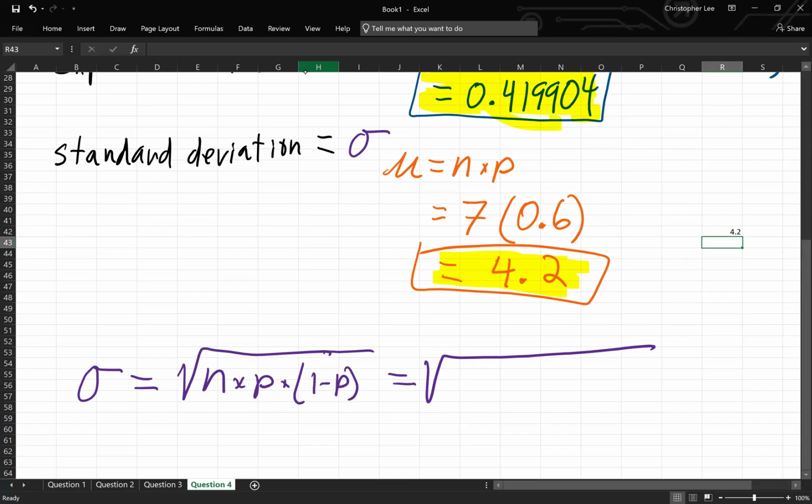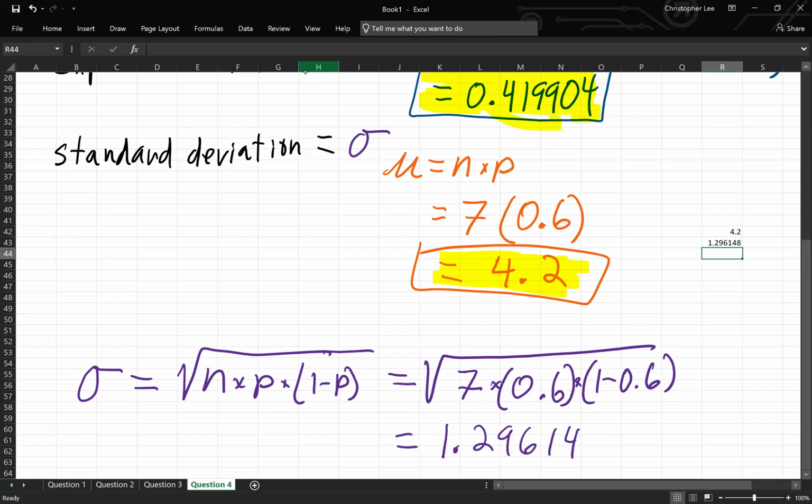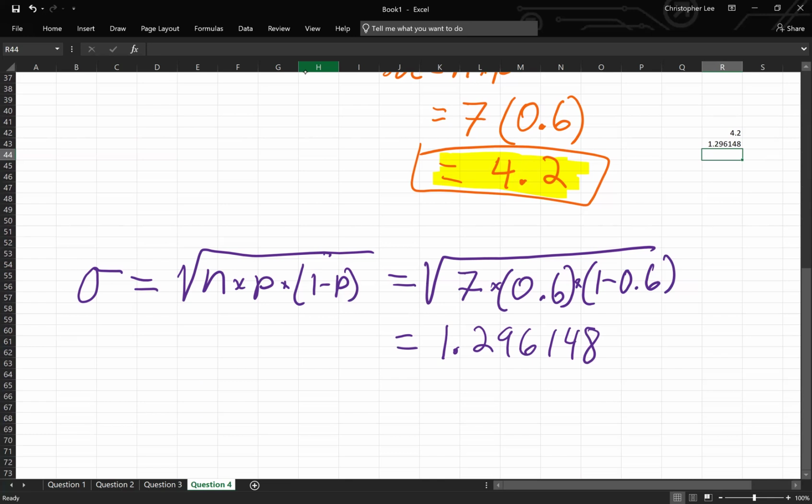Don't overthink it, right? This is going to be 7 times 0.6 times 1 minus 0.6. Plug it in your calculator, boom, boom, boom, and then you get the answer. So this is going to be equal to the square root of 7 times 0.6 times, open parentheses, 1 minus 0.6, close parentheses, boom. All right, so final answer, I got 1.296148. You know, I don't like to round. If you're going to round, give me 4 decimal places, make me happy. And that's that.